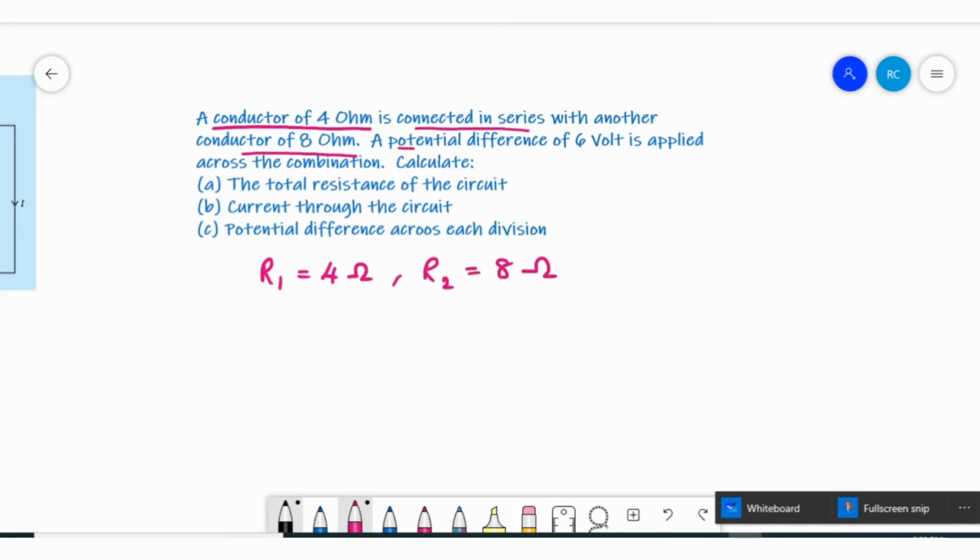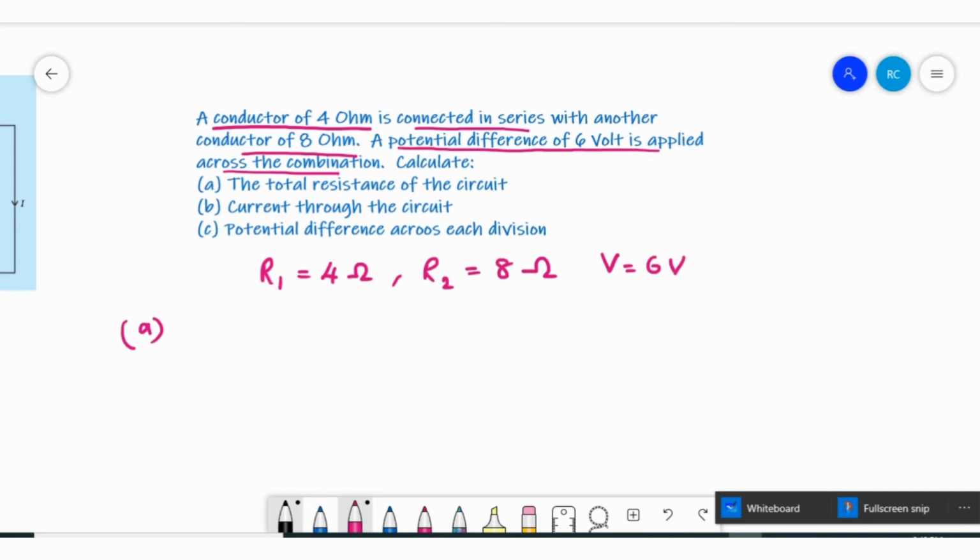Now, a potential difference of 6 volt is applied across the combination. So the potential difference given here is V equals 6 volt. Now, calculate the total resistance of the circuit, the current through the circuit, and the potential difference across each conductor. We can take them one by one. The first is to calculate the total resistance of the circuit.